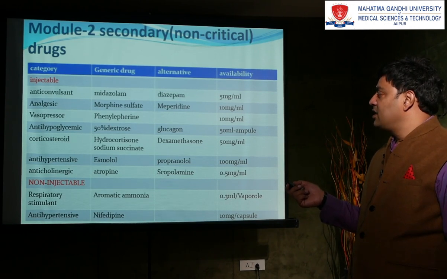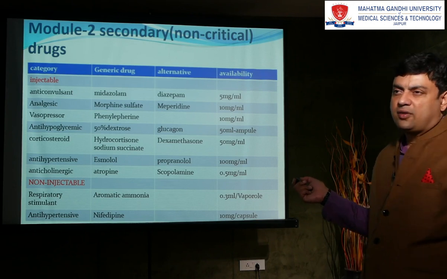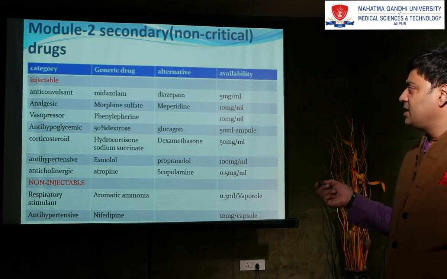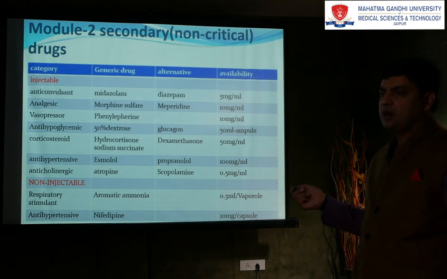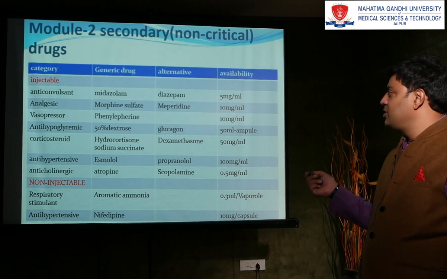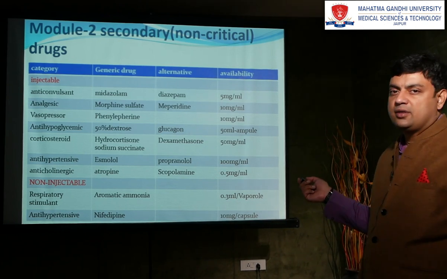In the anticonvulsant category, we have midazolam, the alternative is diazepam, and the dosage is 5 mg per ml. Analgesic, you have morphine sulfate, meperidine is an alternative, and 10 mg per ml. Vasopressor, you have phenylephrine, 10 mg per ml, and antihypoglycemic, 50% dextrose, the alternative is glucagon.